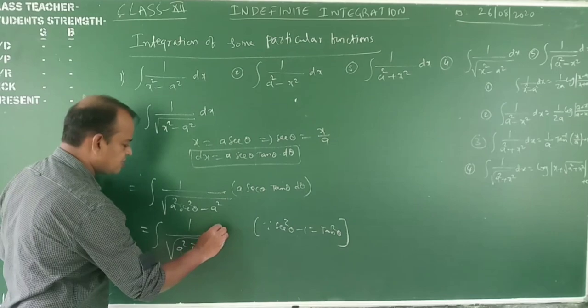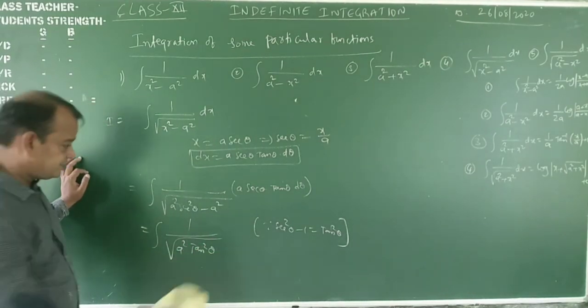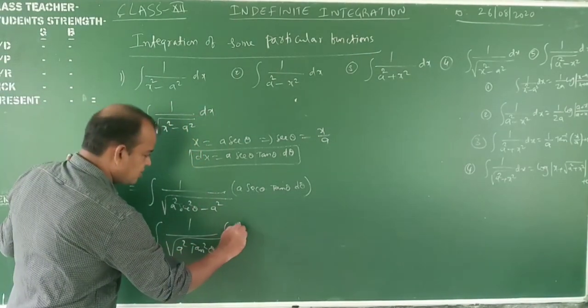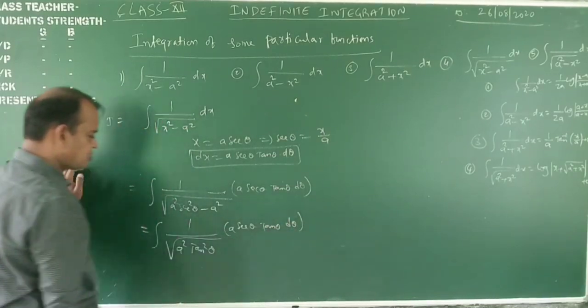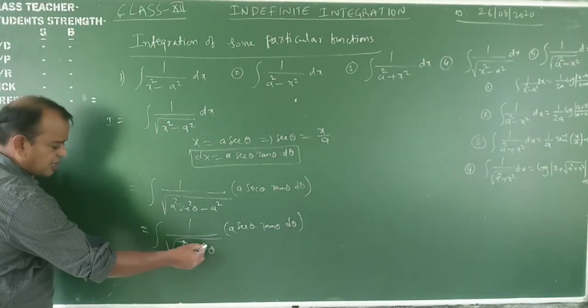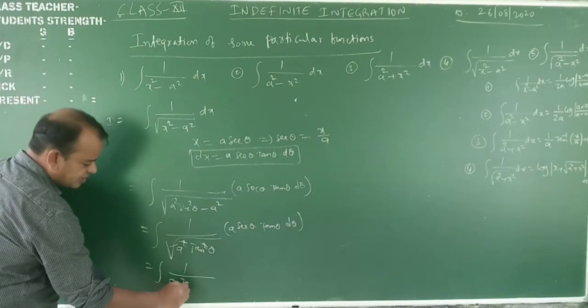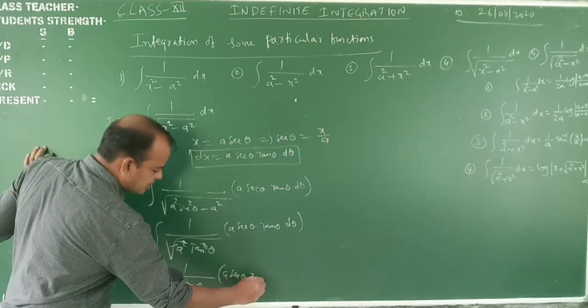What is dx? Here you write dx as a secant theta tan theta d theta. Now the square root and tan square cancel. So we have 1 by a tan theta into a secant theta tan theta.